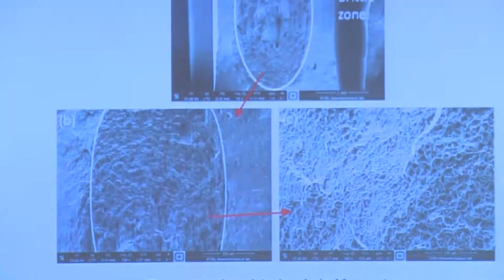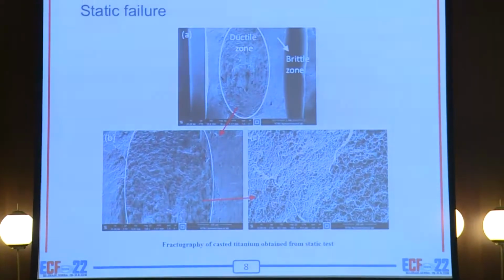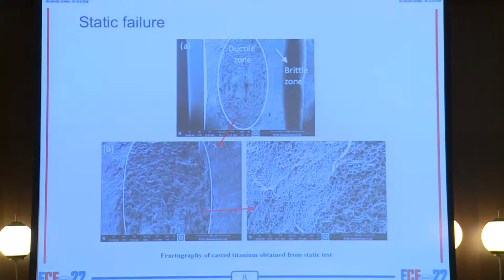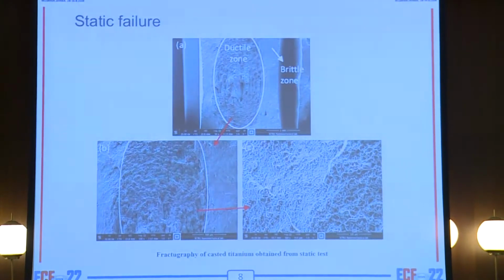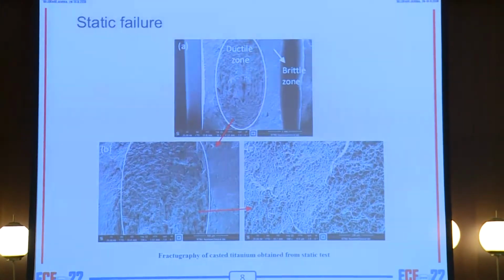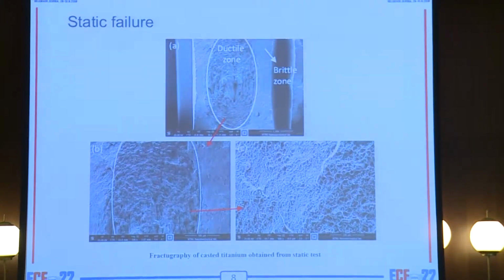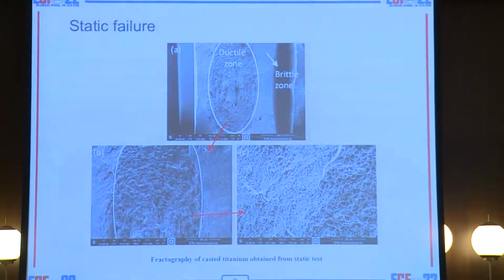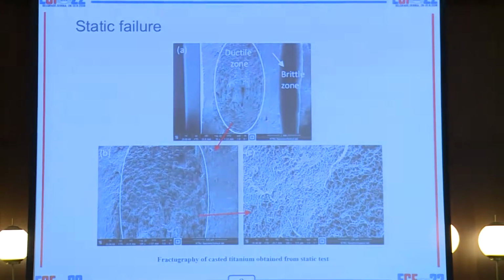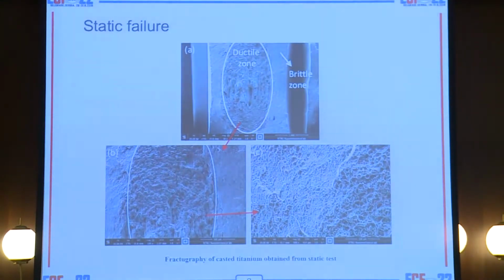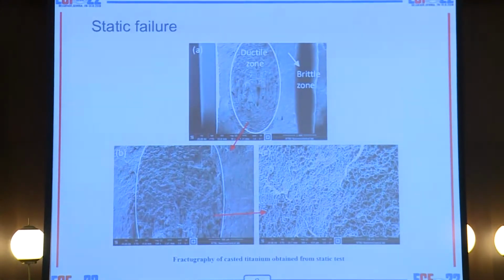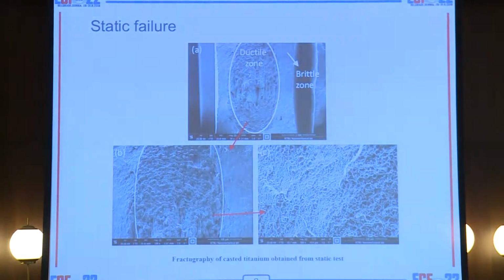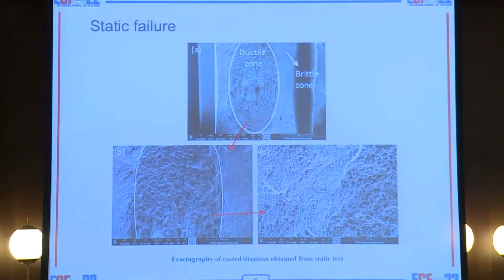So first of all, some smooth specimens were tested under static loading to get the static properties. As you can see, this one is the cast sample. The usual failure mode in the cast titanium sample is a combination of ductile and brittle-like failure. It's not brittle, but it's brittle-like failure. The ductile part is in the core of the material, and the brittle part is the surrounding of the ductile part.